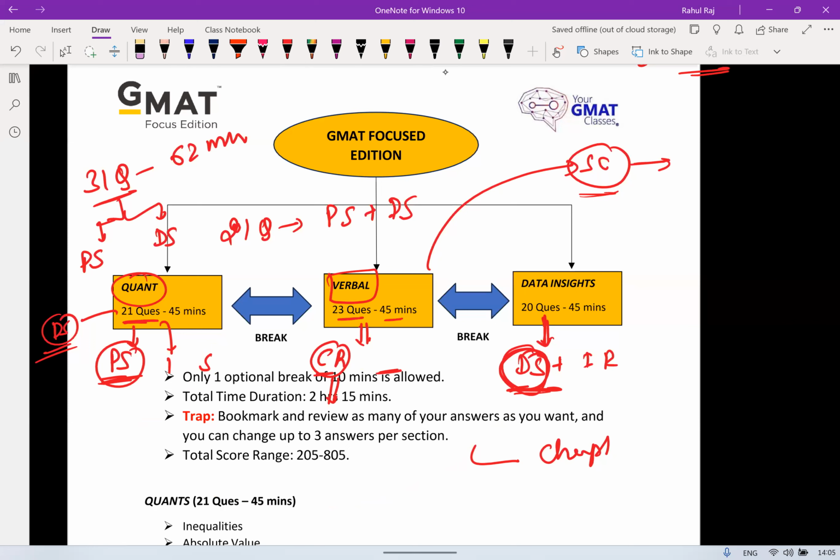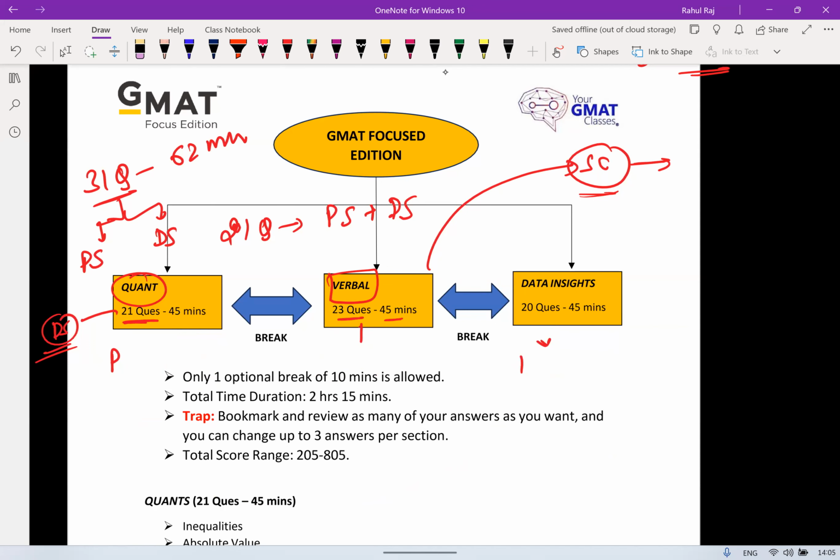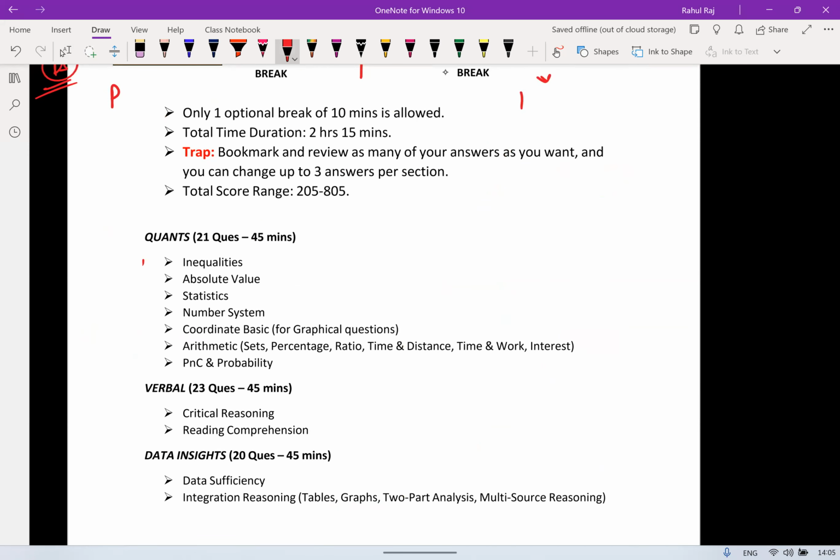So this is the content of the exam, guys. There is no difference at all. I have very clearly mentioned what content quant will have: inequalities, absolute value, statistics, number system, coordinate geometry. Geometry as a subject, as a chapter, has been removed from the GMAT exam.